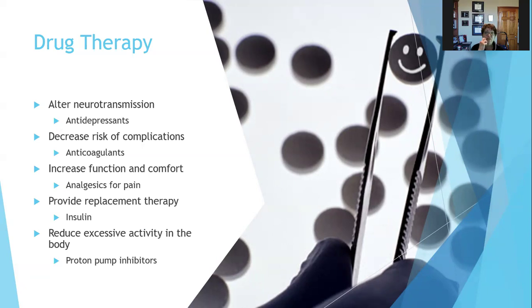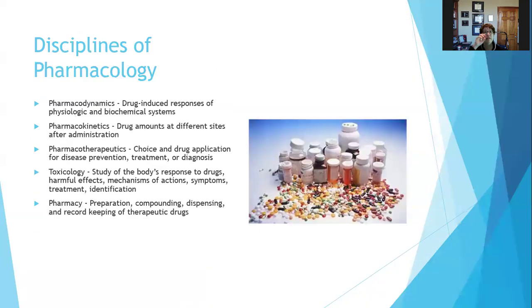That's an example of just something that decreases your discomfort, increases your function. Replacement therapy, like insulin replacement or any kind of hormone replacement therapy. Reducing excessive activity in the body. So proton pump inhibitors like omeprazole, or Prilosec is the over-the-counter name. They inhibit activity of the proton pumps in the stomach, so they decrease stomach acid, so reducing excessive activity in the body.